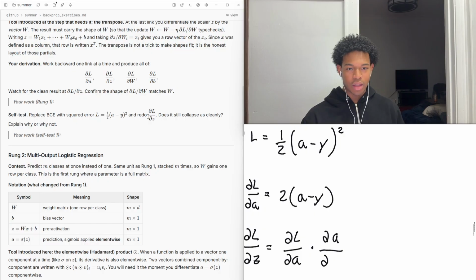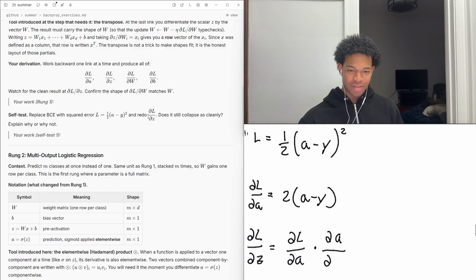Again, if I'm saying the words for partial derivative incorrectly, please don't mind me. I'm still learning. With respect to Z. And then we can just take the product of this.